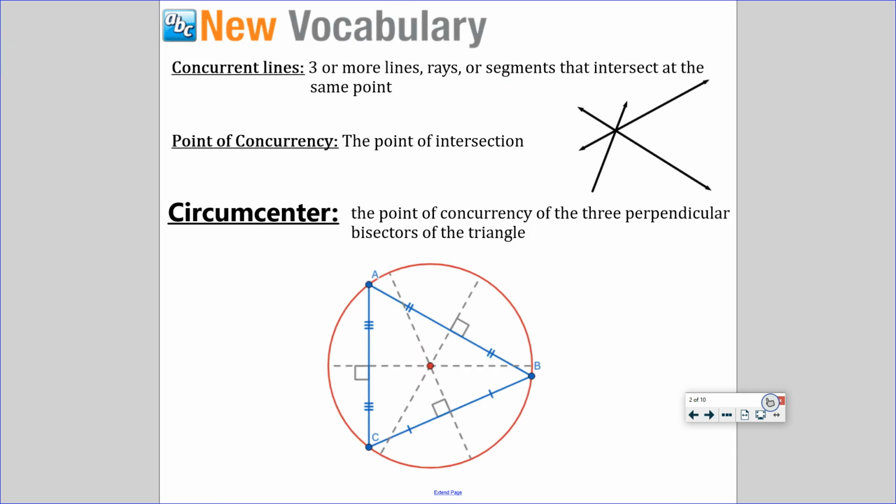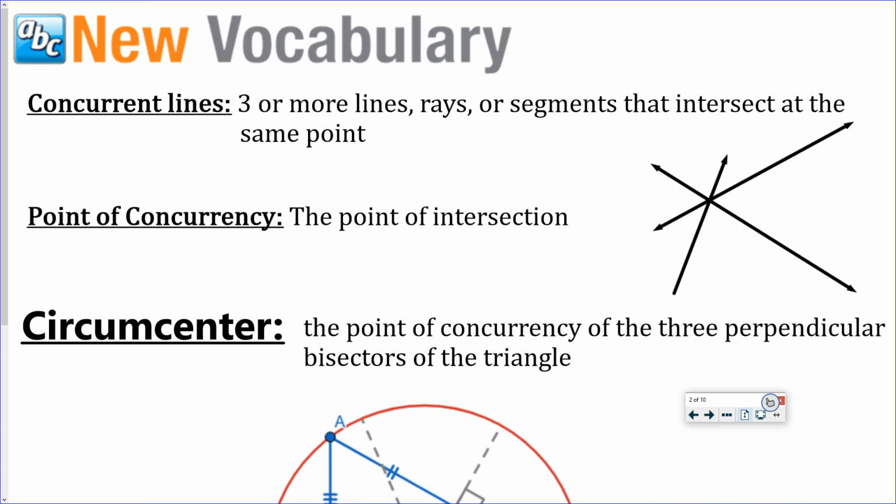Alrighty, folks. Here's a couple vocab words for you. Concurrent lines, which could technically be a line or a segment. Concurrent means that they intersect at the same point. So I drew 3 lines up here for you. Well, actually, this one's a ray. But do you see how they have that common point where they all intersect? That's called my point of concurrency. The point where they intersect.